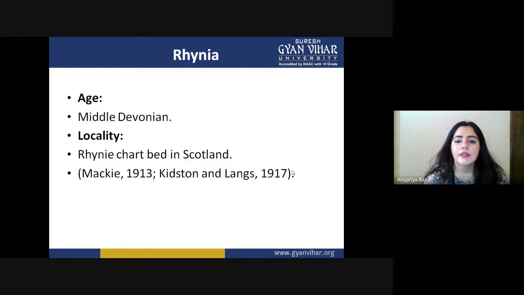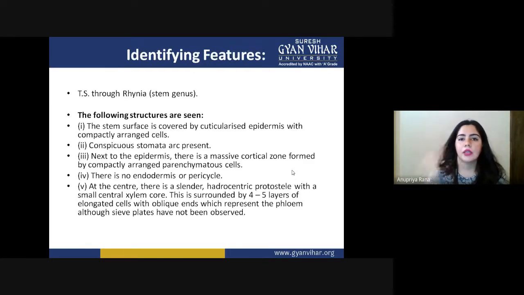In 1913 and 1917, Mackie, Gibson, and Kidston got the fossil plant for their research. Basically, these are scientists or people working on fossil studies. Workers who work on fossil study got these kinds of things, and they study them for their detailing process.